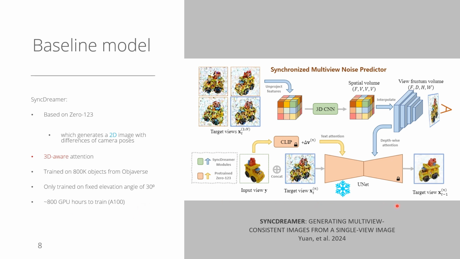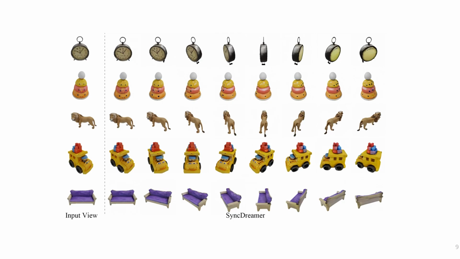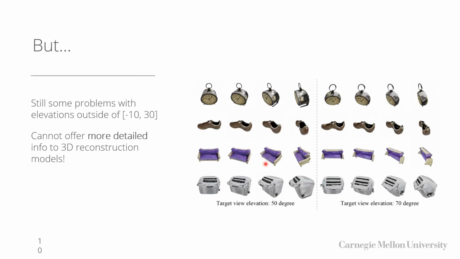And as I said, they fix the elevation angle of all the target and input images to 30 degrees, to have more consistency. This delta V that we see is the difference in angles between the target and input images that they feed to the UNet, and the UNet has been frozen because it's not trainable. The results from SyncDreamer, as you can see, with 30 degrees elevation are pretty consistent and good. But when we test with 50 degrees and 70 degrees, you can see that the inconsistency is horrible, and this sofa doesn't even look like a sofa anymore.